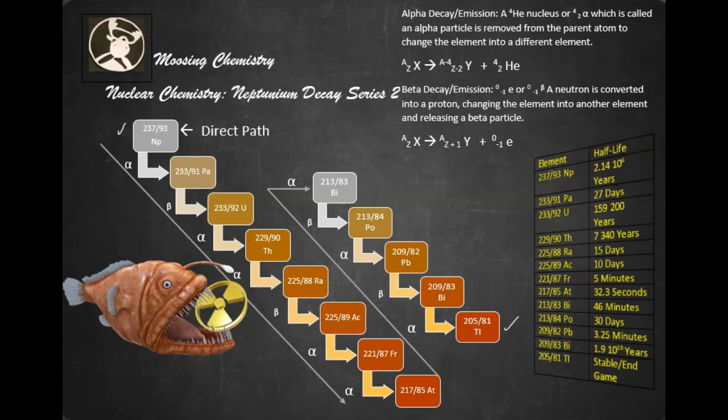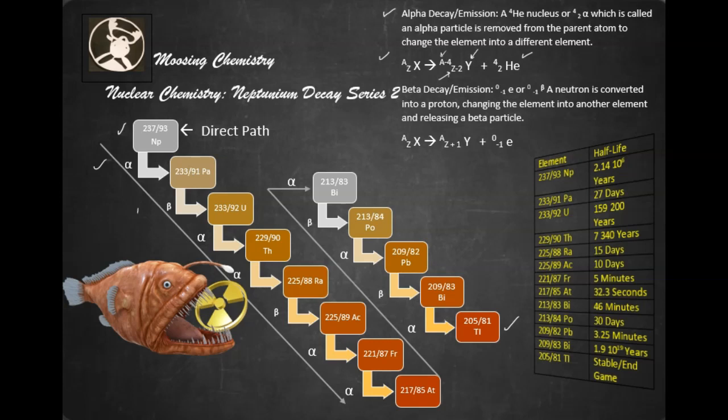So, remember that alpha decay emission, a 4-2 He nucleus or 4-2 alpha, which is called an alpha particle, is removed from the parent atom to change the element into a different element. We use the equation A-Z-X yields A minus 4, Z minus 2, Y plus our alpha particle, right? A represents the atomic mass unit, or AMU, which is the number of protons and neutrons in the nucleus of the atom. Z represents the atomic number, which represents the number of protons in the nucleus of the atom, and Y would be the new element that it gets changed into.